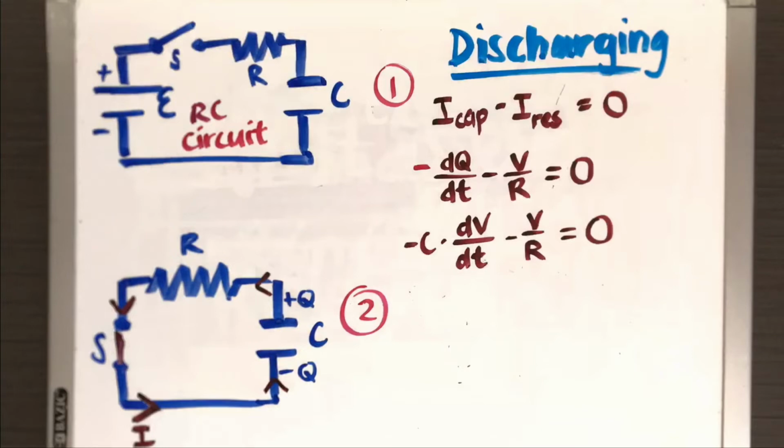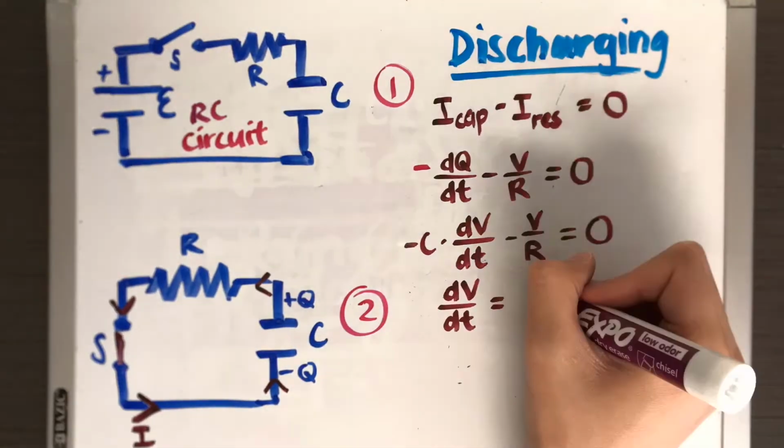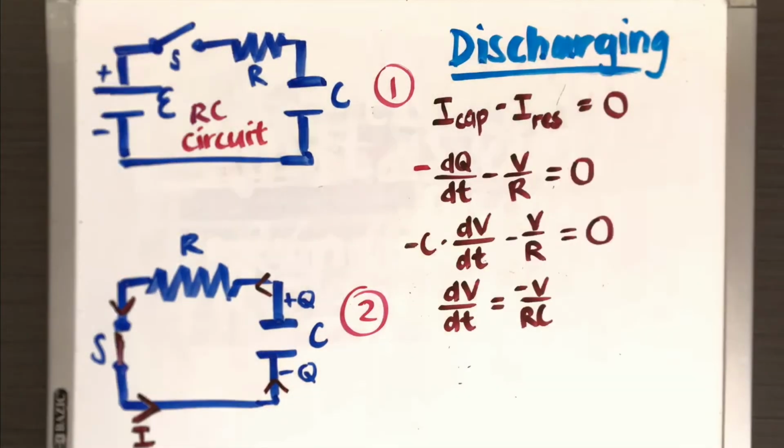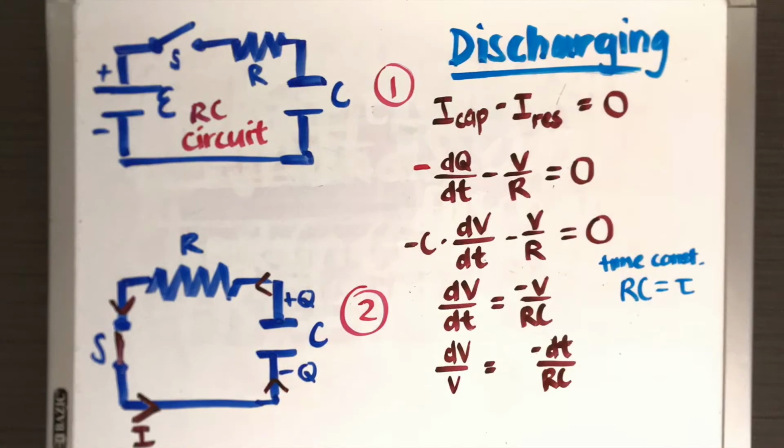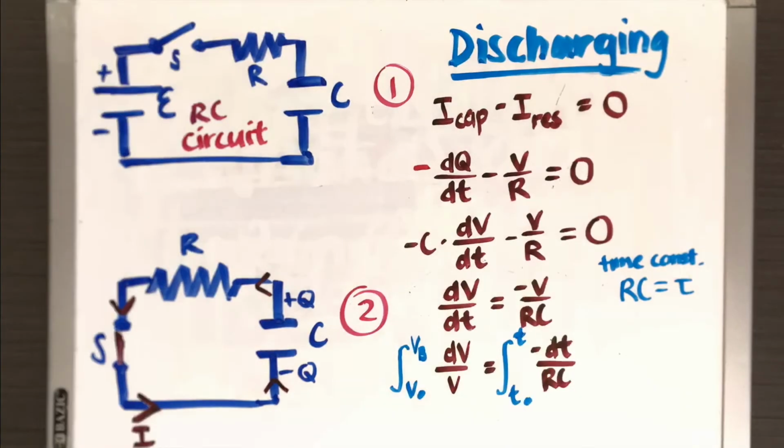We want to get dV over dt alone, so we add V over R, then multiply negative 1 over C on both sides, giving us the rate of voltage loss for a capacitor equals negative V over RC, where RC is a time constant and is denoted as tau. Next, we approach this equation with separation of variables by switching V and dt. Then we integrate both sides of the equation with the limits of V battery and V naught on the left integral and t naught on the right integral.